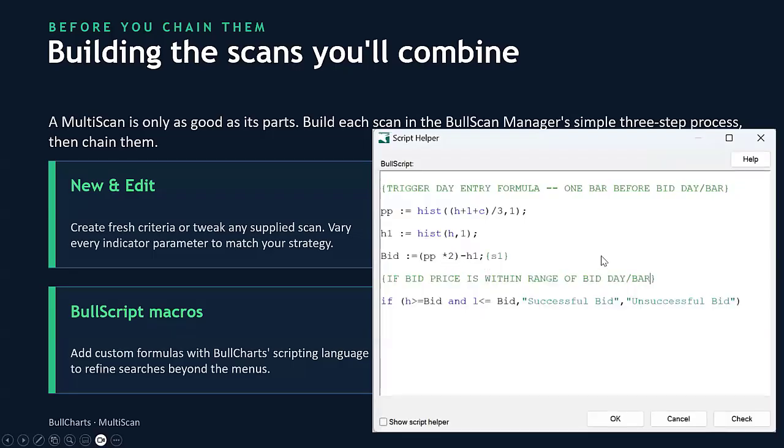Now, that's just an example of that successful bid, unsuccessful bid column. Really, all it is looking at is the price pivots, and I'm looking at the bid being the support, level 1 support, based on that formula. And then I say, if the bid price is within the high and the low of this particular day, which is the day after the scan, then print me a successful bid or print me an unsuccessful bid. And that's the formula that sits behind that column you saw.